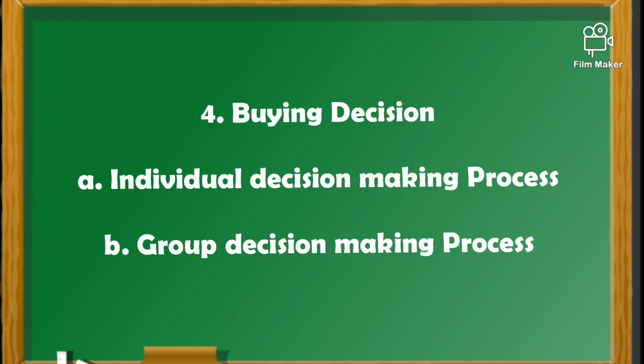Whether your company is opting for an individual decision making process or a group decision making process, because when it takes a group decision making process, it has to take a consensus of all the people or the members in the company. Based on this, your buying decision behavior or the buying behavior of the organization counts.